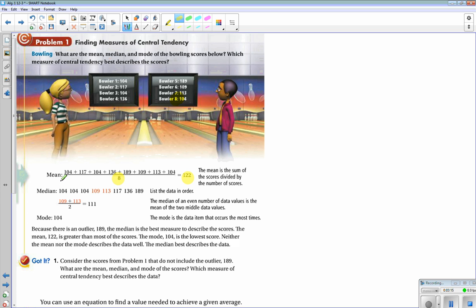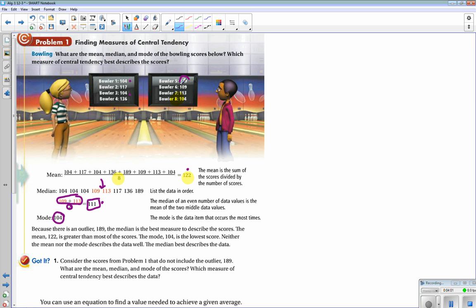The median is the data value in the middle. In this case, we have 8 data values, so the middle is in between the 4th and the 5th term. To find this data value, we have to add those two together and divide by 2. So our median is 111. So our mean is 122, our median is 111, and our mode is the one that occurs most often. When you look, 104 is the one that occurs more than anybody else.